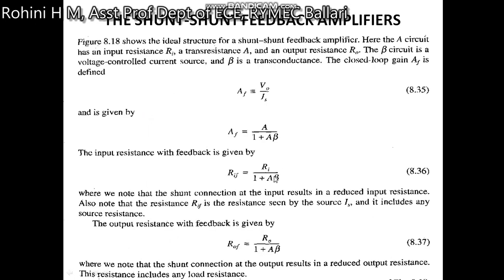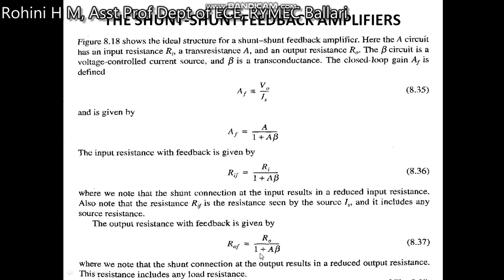When you look into the circuit, that is our RIF. So that RIF is Ri divided by 1 plus A beta. Here we know that the shunt connection at the input results in reduced input impedance. And the output resistance with the feedback is also given by Ro divided by 1 plus A beta. Here output resistance is looking into the circuit from this side.